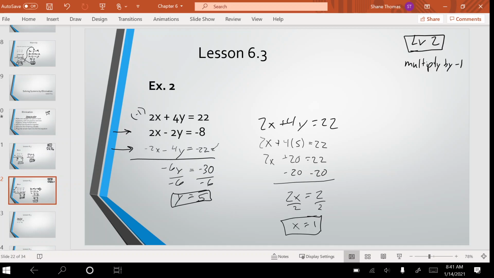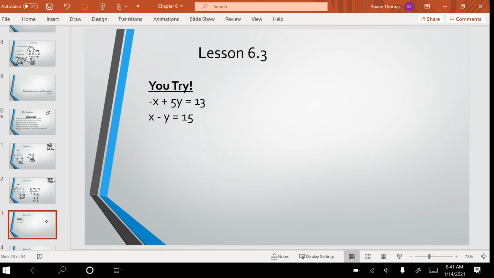Questions? Feels pretty easy so far, doesn't it? All right. There you go. There's one for you guys to try. This would be a level 1. Look at your x's.